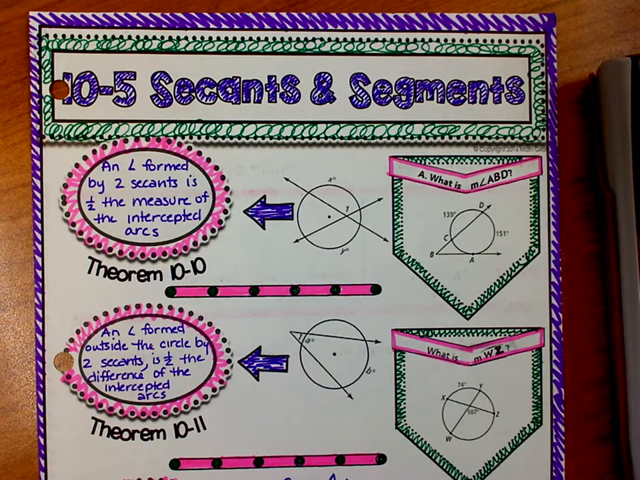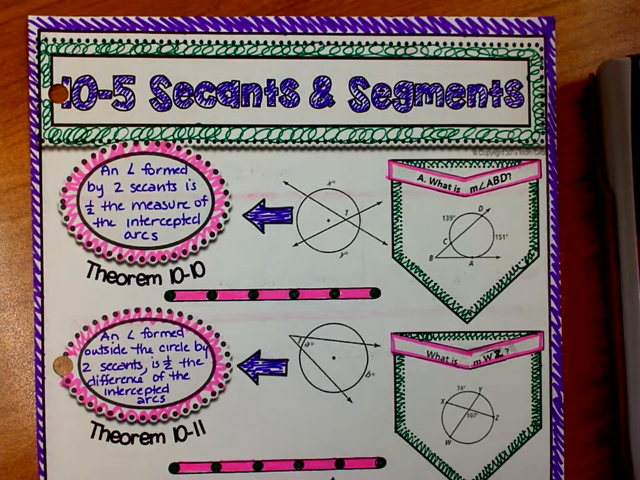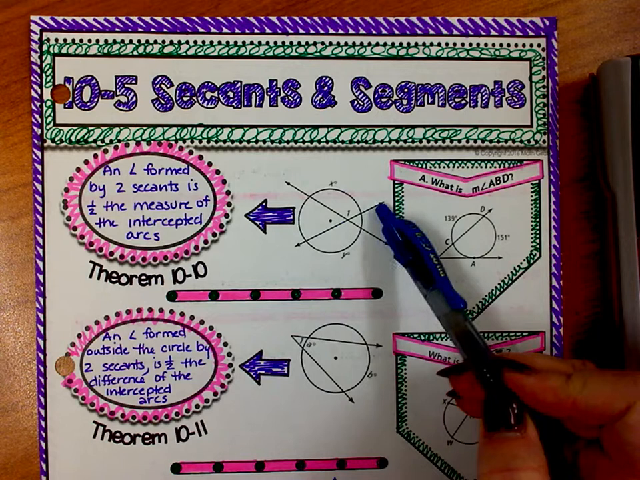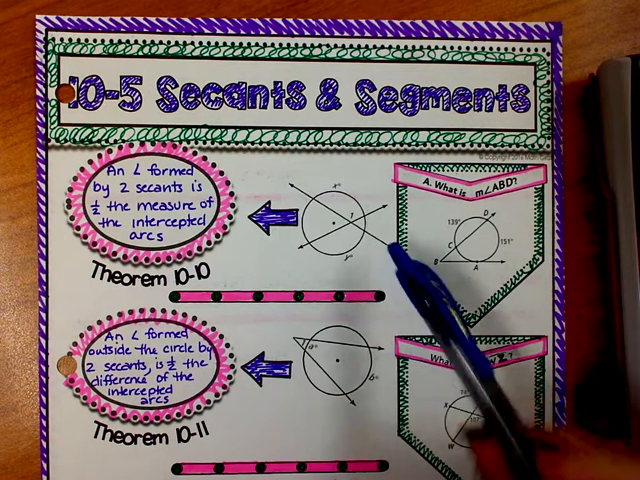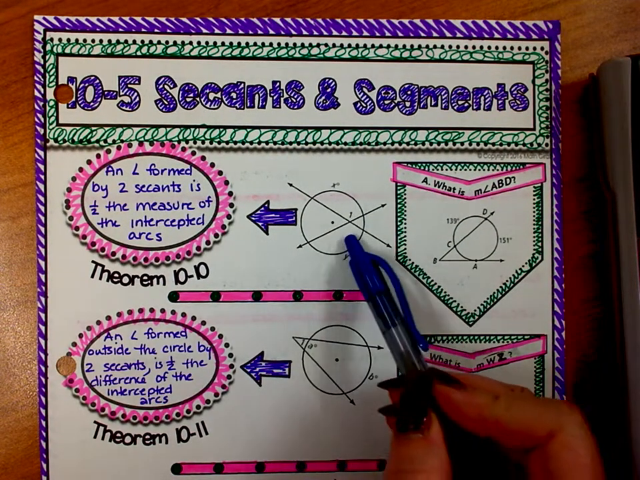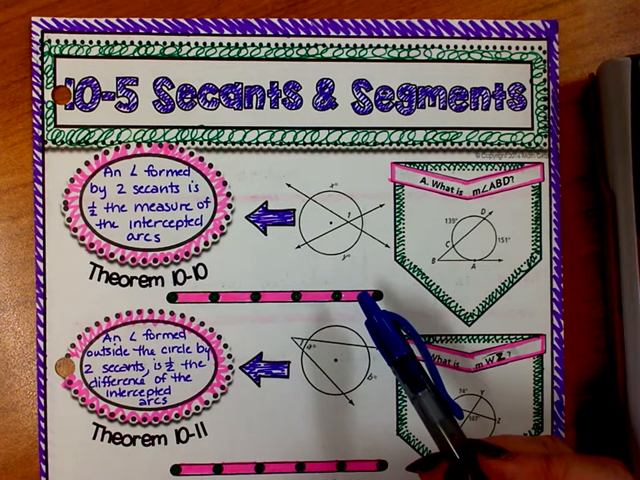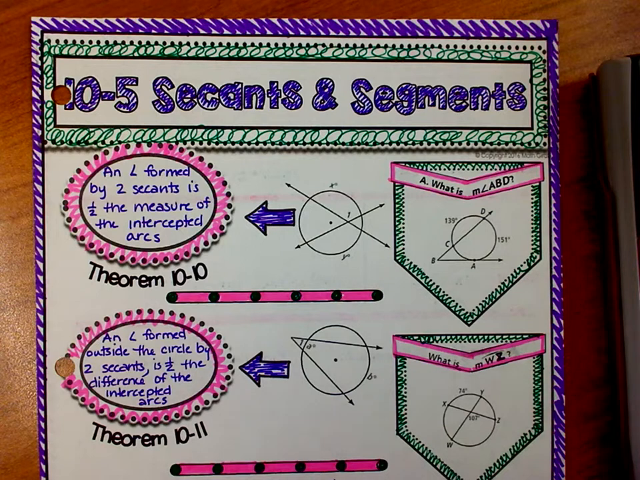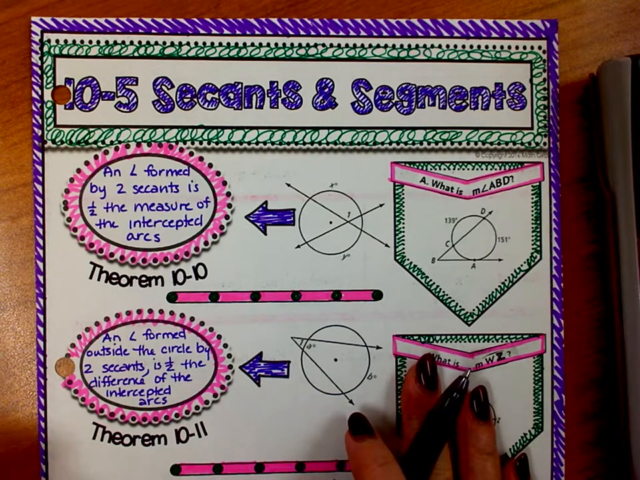Lesson 10.5 is an exploration of secants and segments. Secants are the lines that pass through a circle, intersecting at 2 points. Segments are the spaces in between an arc and a chord, like right here. So let's take a look at the theorems.